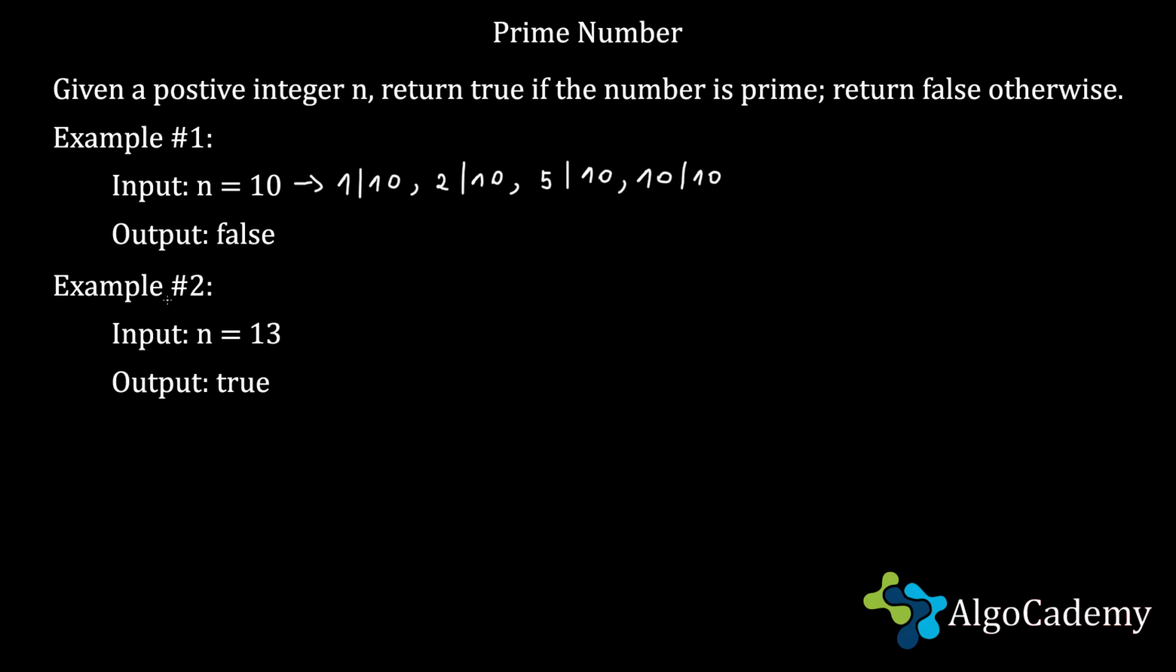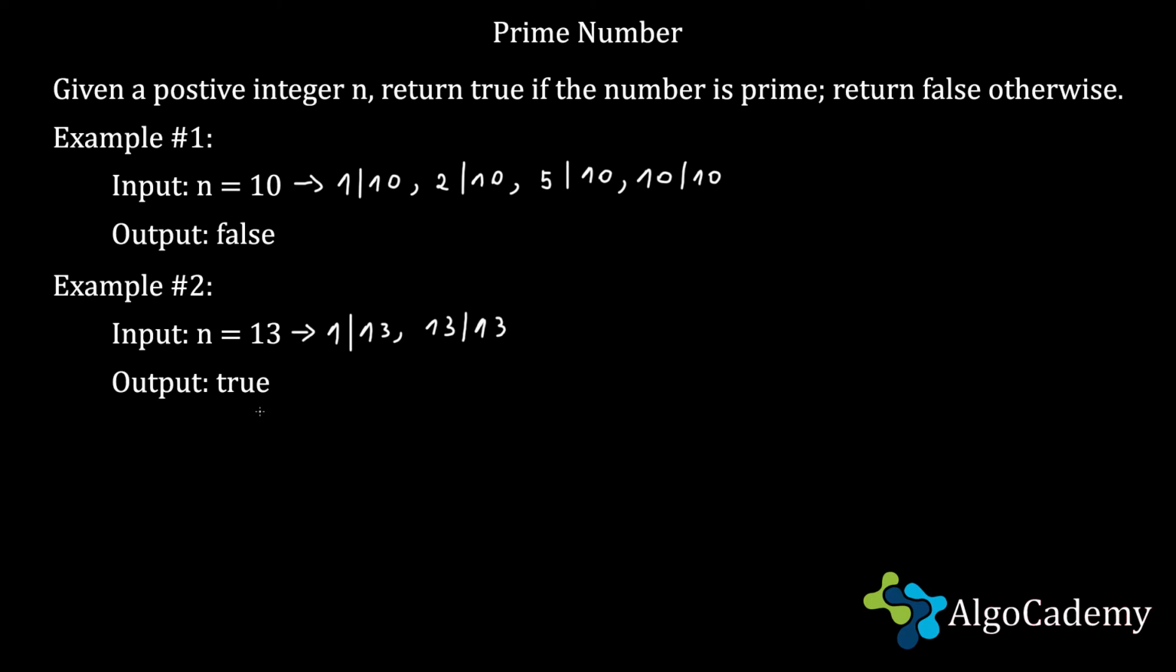If we take a look at the second example, n equals 13. And indeed, the divisors of 13 are only 1 and the number itself. If you try out each and every number between 2 and 12, you are going to see that the remainder of the division of 13 by that number is going to be different than 0. So 13 is a prime number and we return true.